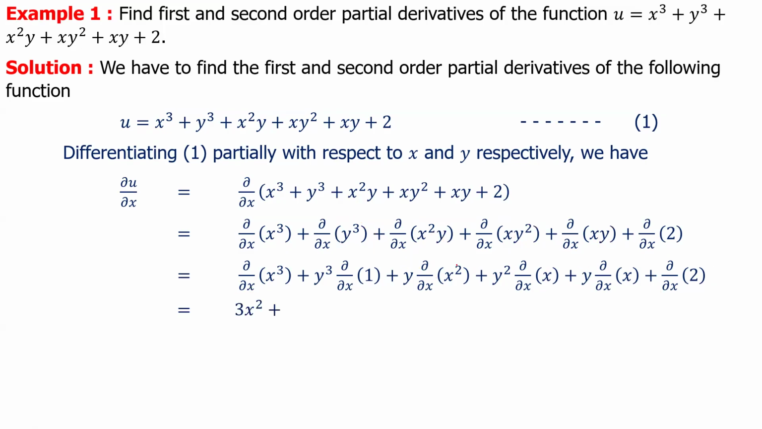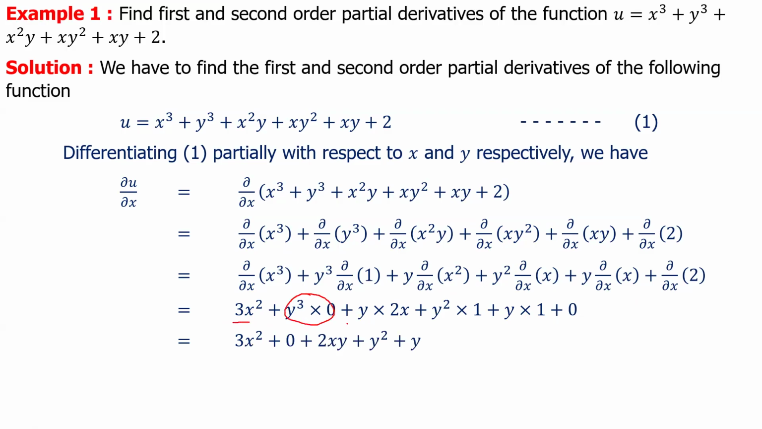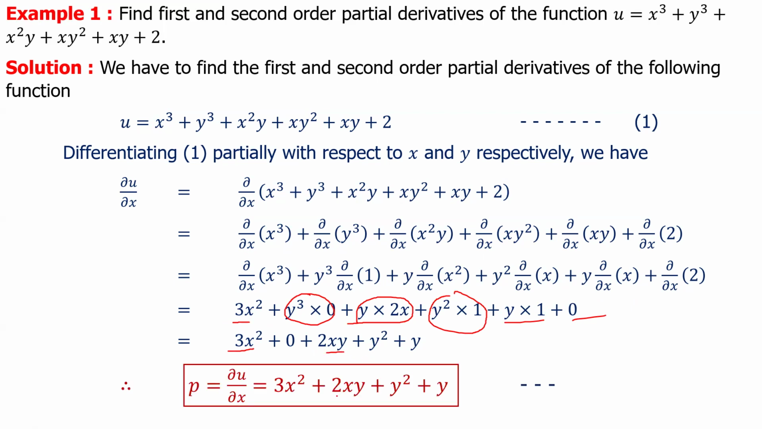Now, what is the derivative of x cube? The derivative of x cube is nothing but 3x square. Derivative of 1 with respect to x is 0. Derivative of x square is 2x. Derivative of x is 1. Derivative of x is 1. And derivative of 2 is 0. Let us simplify this. 3x square, y cube into 0 is 0. This y into 2x is 2xy, plus y square plus y plus 0. So 3x square plus 2xy plus y square plus y. This is the partial derivative of u with respect to x.